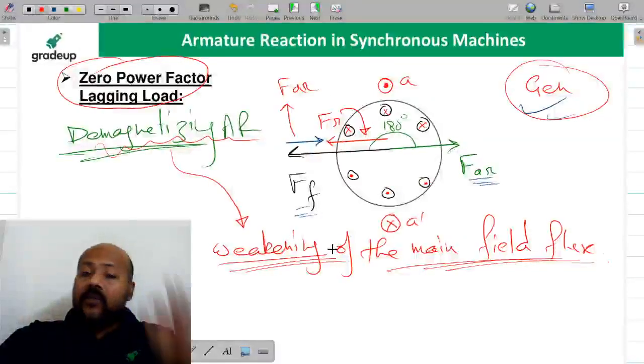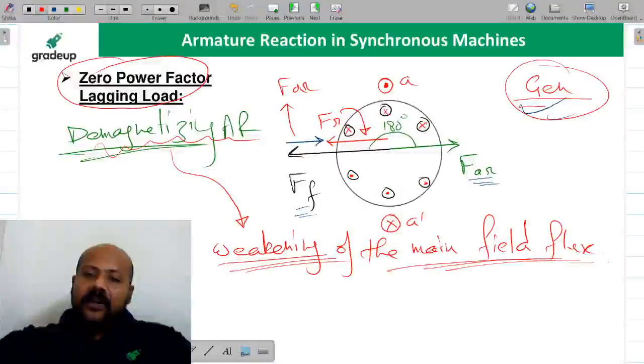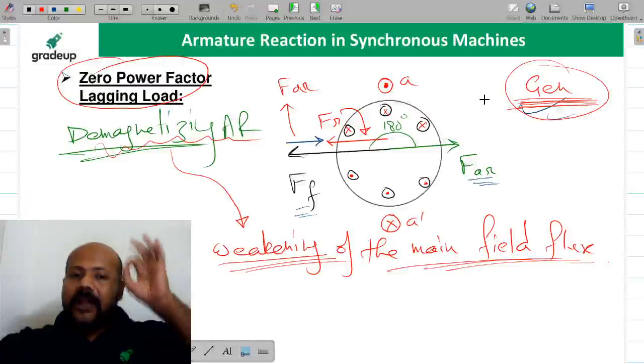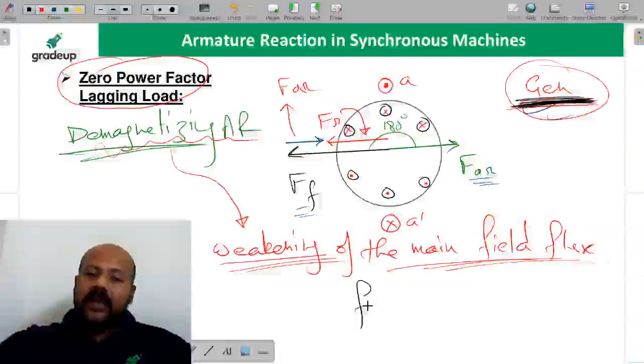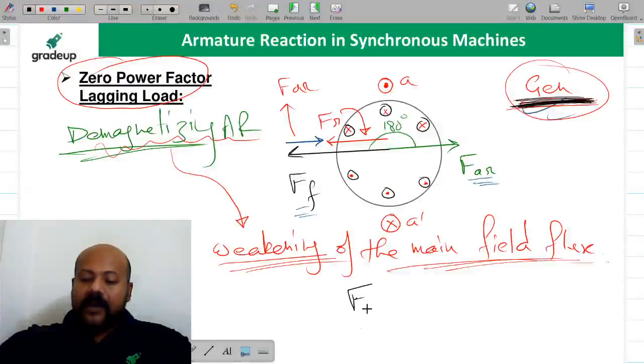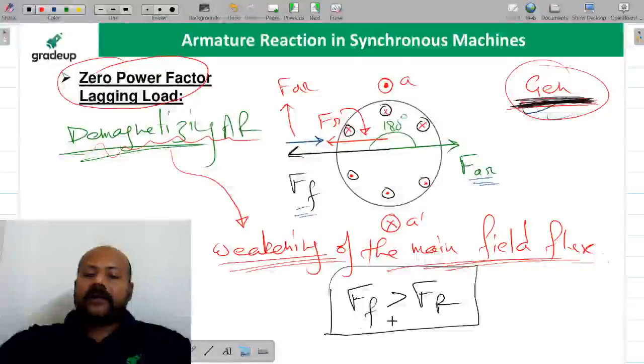Now I am going to tell you one very important point. For the case of generator, you keep all the points which I am making or highlighting in your mind. You draw a mental map. For a case of generator, we are having this main field, sorry, not flux, MMF, FF more than the resultant MMF, that is FR.